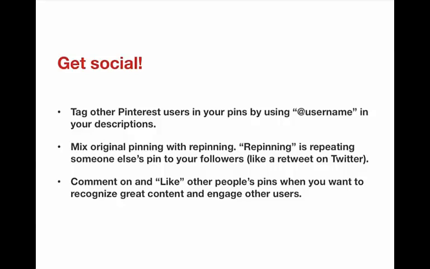It is, again, a social network. So you've got to make sure that you are engaging with other people, not just being self-serving and just kind of talking to yourself in your own universe there, right?